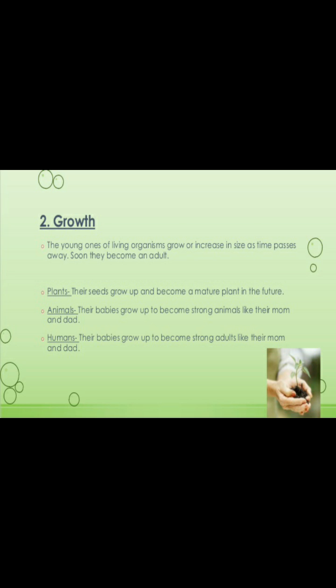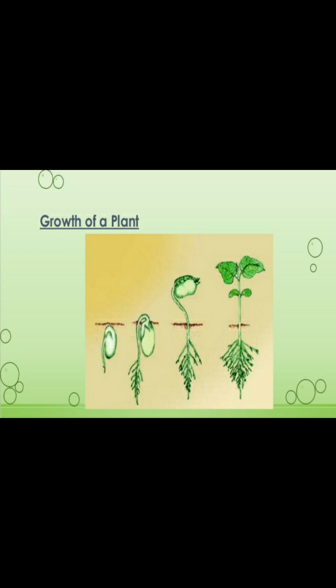Second one is growth. The young ones of living organisms grow or increase in size as time passes. Soon they become adults. So a baby is born. After some time it starts to crawl, it starts to walk, it starts to run, etc. Plants: their seeds grow up and become a mature plant in the future. Next one is animals. Their babies grow up to become strong animals like their mom and dad. When they are born, like a rabbit, it doesn't look like its parents because it doesn't have hair. After some time, it looks like either mother or father. Third one is humans. Their babies grow up to become strong adults like their mom and dad. So this is the growth of a plant.